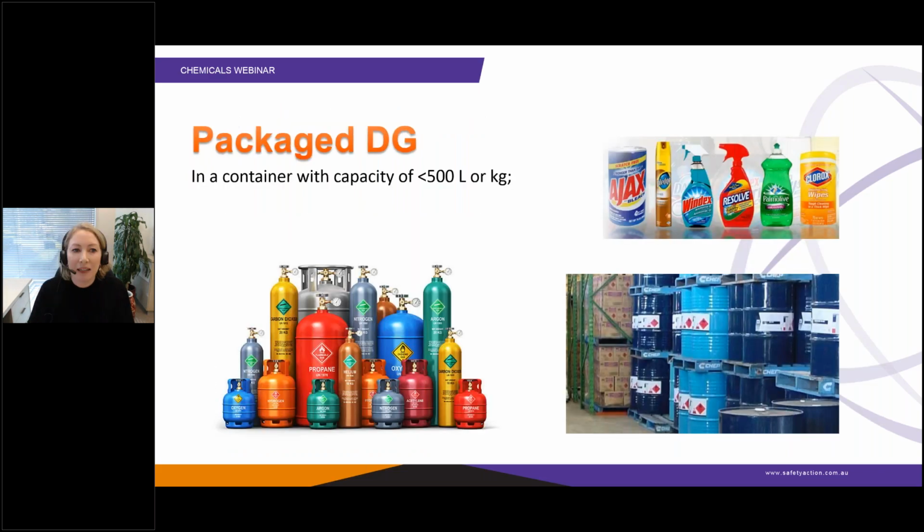Now let me tell you about packaged dangerous goods. Packaged dangerous goods are those in a container with a capacity of less than 500 litres or kilograms. Common forms of packaged dangerous goods in the workplace are, like you see on the screen, gas cylinders, chemicals in drums, or even the smaller containers of cleaning chemicals. If they're classed as dangerous goods, they'll be called packaged dangerous goods.